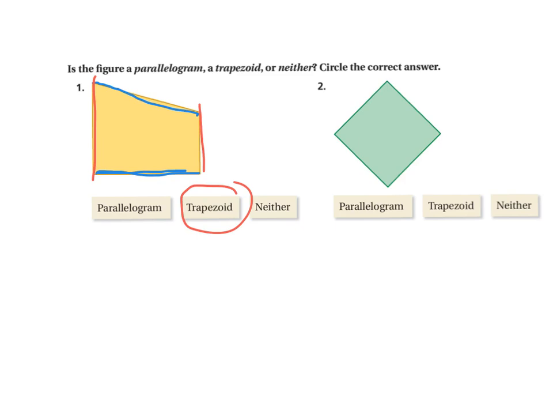Okay? Number two, you have this line parallel to this one. This line is parallel to this one. So we have two sets of parallel lines. This is when you get a parallelogram. So that's how you think of it. Two is parallelogram. One set of lines is a trapezoid. All right, let's look at the next two.